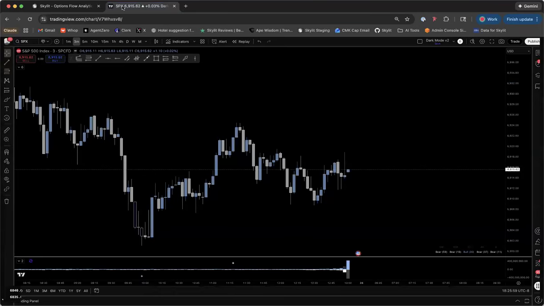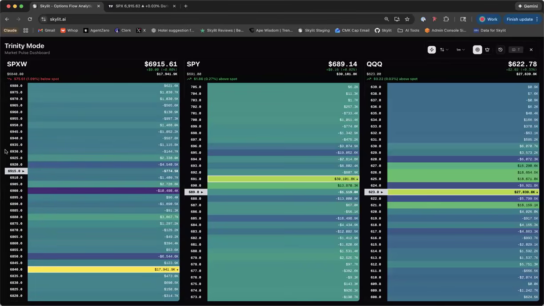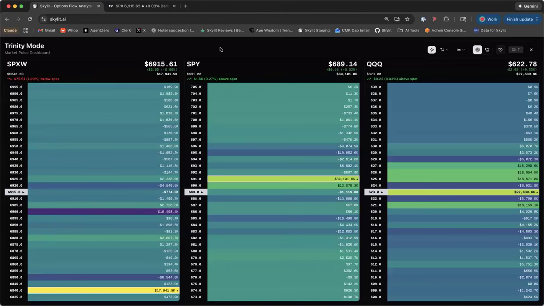I've got the Trinity up and running. I've got the TradingView up and running. I'm just going to go back and forth between these two screens because I can't run my TradingView app right now. But yeah, today I'm just going to cover a pretty detailed recap and review in terms of how you can use the Trinity Mode feature on Skylit to effectively trade zero-day expirations.